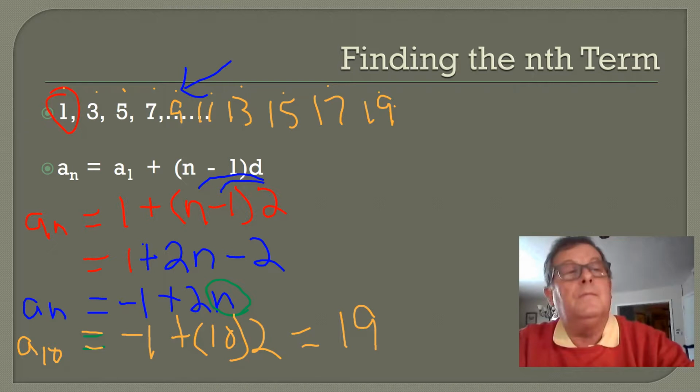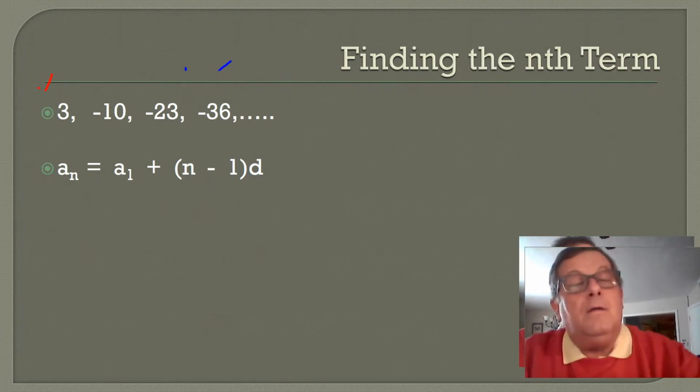So let's look here first at our sequence, and this is our sequence here. Okay, and so the first term here is 3, and the second term is minus 10. Now, the common difference between those is going to be minus 13.